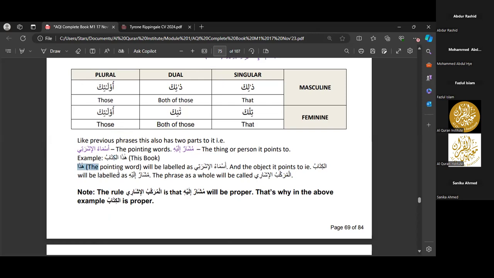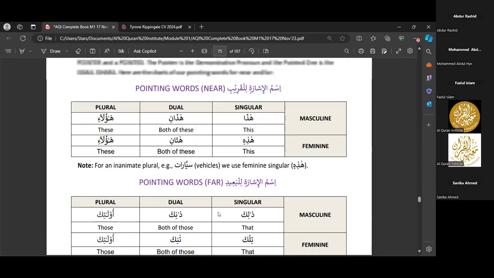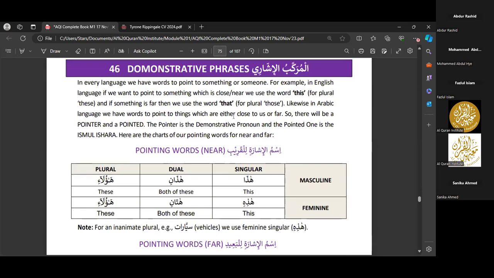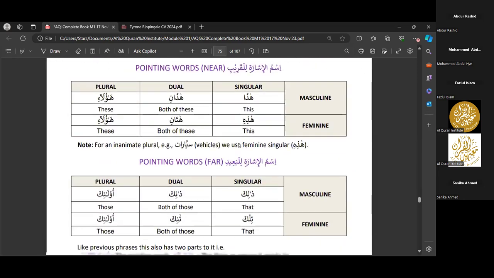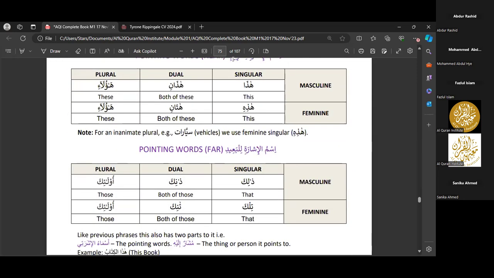And that's what it says in this part. The pointing word will be labeled ismul ishara, and the object it points to, i.e. al-kitabu, will be labeled as musharun ilay. The phrase as a whole will be called al-murakkabul ishara, and it's a murakkab, so it's not a jumla. That's it for the whole of lesson 46. That's everything you need to know.